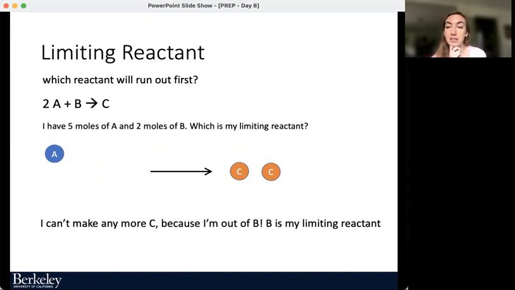Does that make sense conceptually on what a limiting reactant is? So the limiting reactant is what limits how much product I can make. So if I had 500 moles of A, it wouldn't matter. If I only have 2 moles of B, I can only make 2 moles of C. So if I want to make more C, what I need to do is get more B. B is what's limiting what I can do.